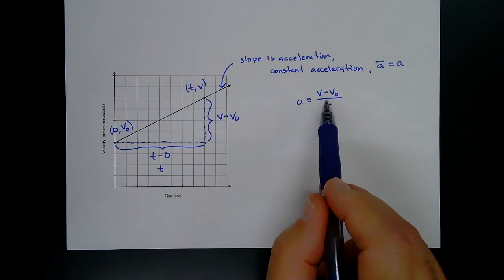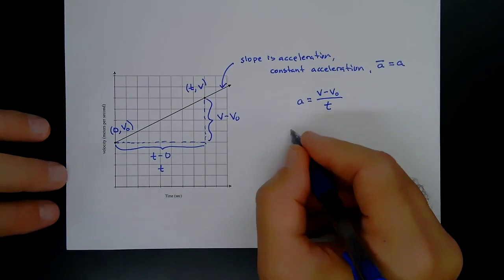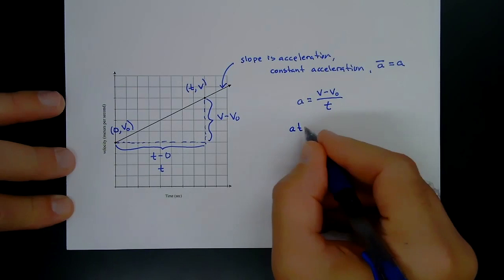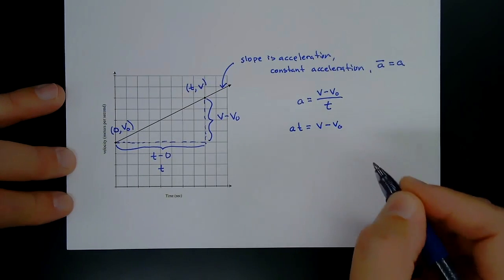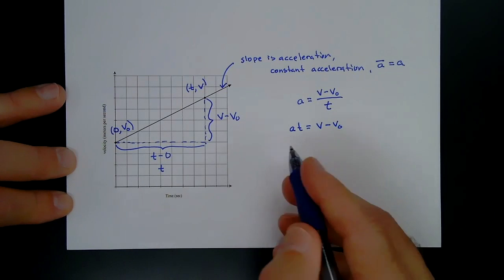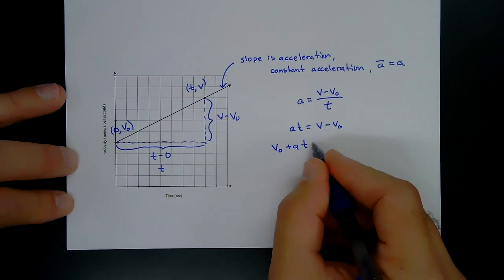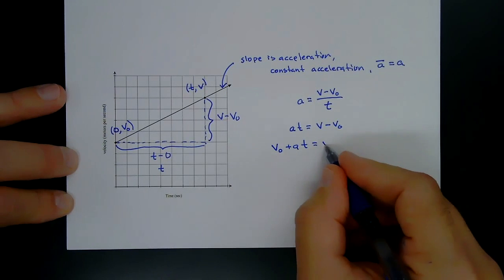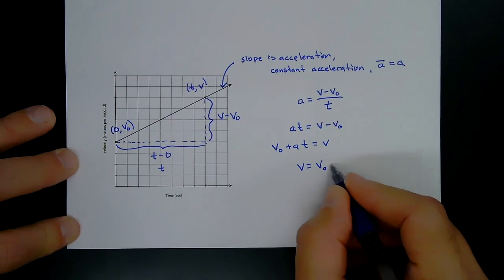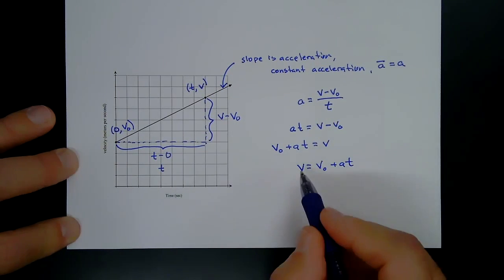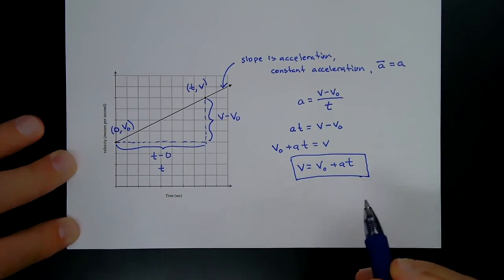We can wind up getting the final velocity out of this by multiplying both sides by t, and that would give me a times t is equal to the final velocity minus the original velocity. I'm going to add the original velocity to both sides, so acceleration times time plus v sub o would give you the final velocity, or v is equal to v sub o plus at. So this is going to be a second equation that we need.